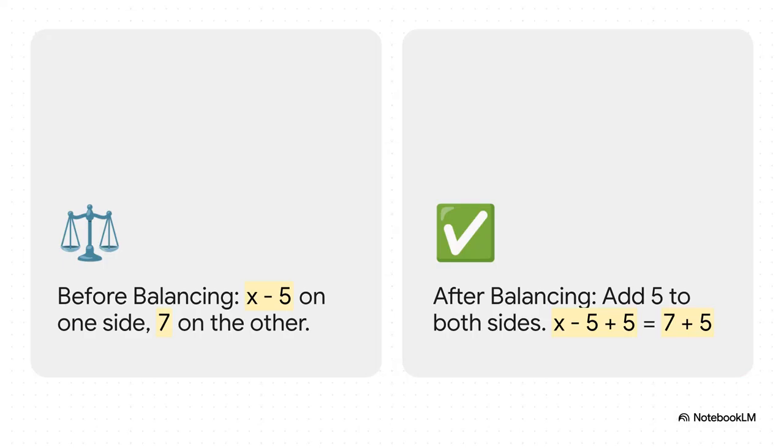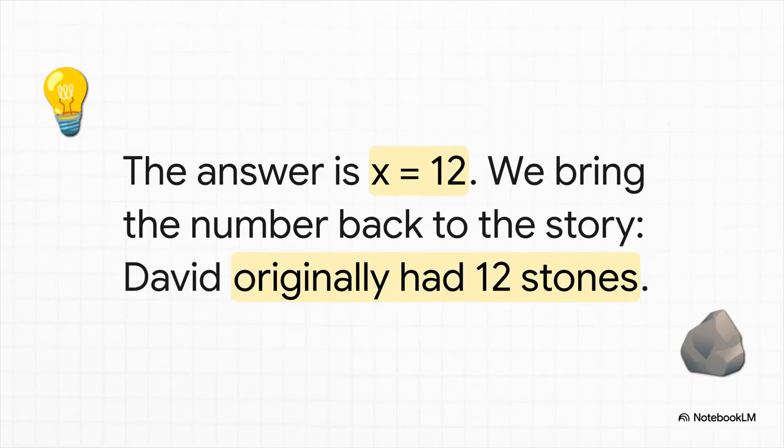Okay, time to solve it. To figure out what X is, we just have to undo what happened in the story. Since David gave away 5 stones, our inverse operation is to add 5 stones back. But, and here comes that golden rule again, to keep things balanced, we have to add 5 to both sides of our equation. And boom, there's our answer. X equals 12. But check this out. The lesson doesn't just stop there with the number. The final crucial step is to bring that answer right back into the story. The abstract letter X becomes a real thing again. David originally had 12 stones. See how it comes full circle?